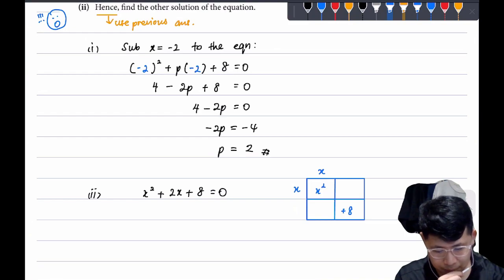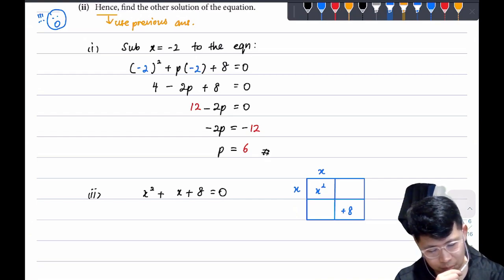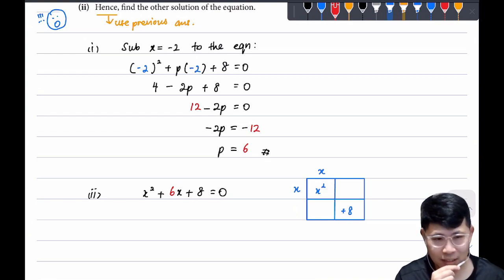So let me try to factorize this now. Okay, apologies, I may have found an error over here. The error is this: 4 plus 8 is actually 12. This is negative 12, so p is equal to 6. So instead of 2x plus 8, this would be 6x plus 8. Alright, so let's factorize this later.